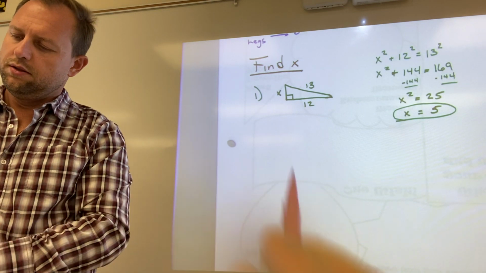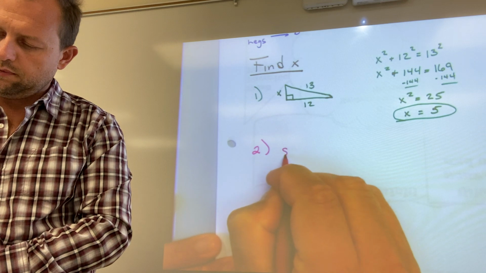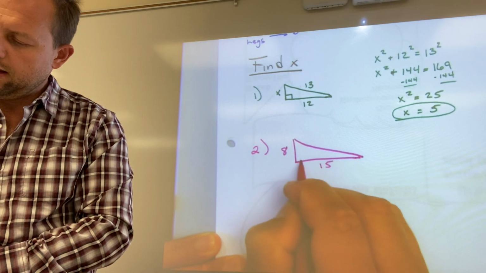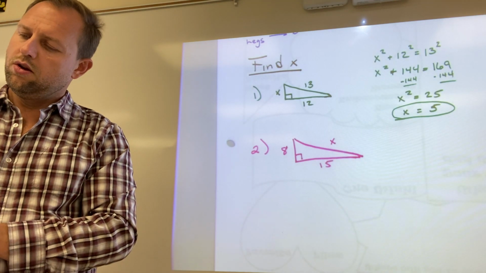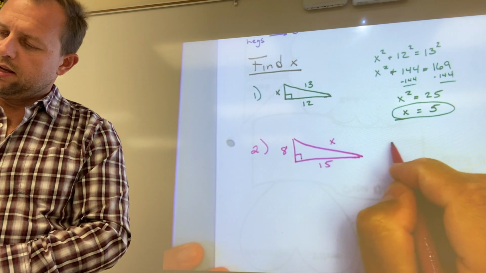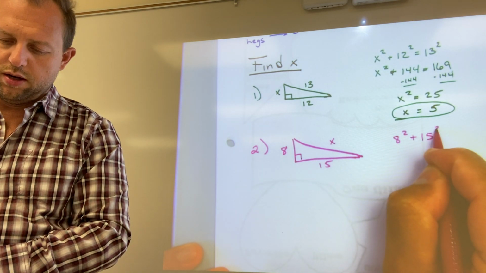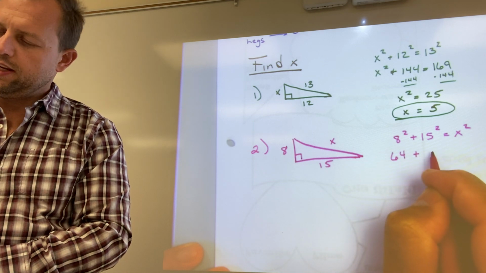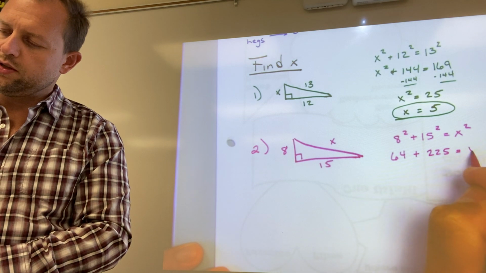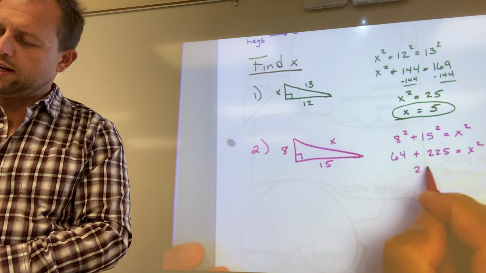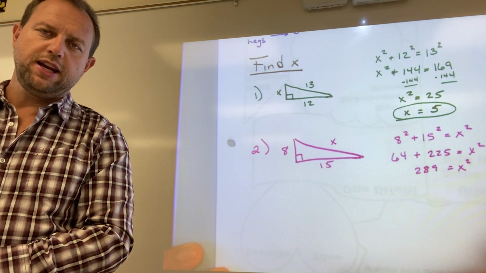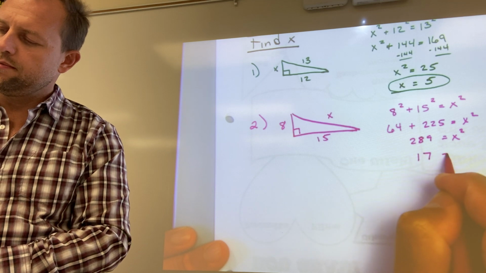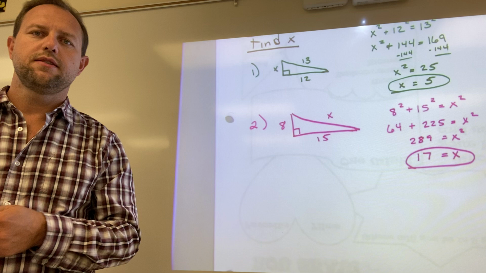For our second triangle, sides 8 and 15, hypotenuse of x, you're going to plug it in. 8 squared plus 15 squared equals x squared. 8 squared is 64. 15 squared is 225. Add these up, we get 289 equals x squared. And if we take the square root on the calculator, we will find that the square root of 289 is 17. So our missing side is 17.